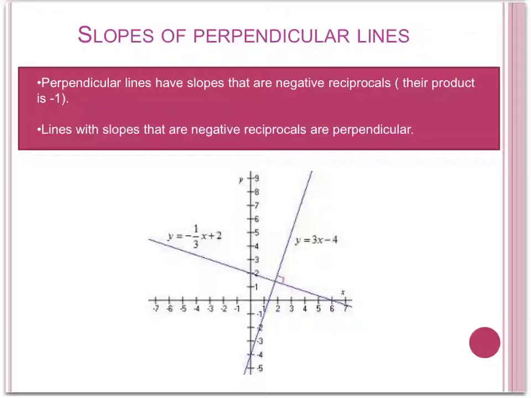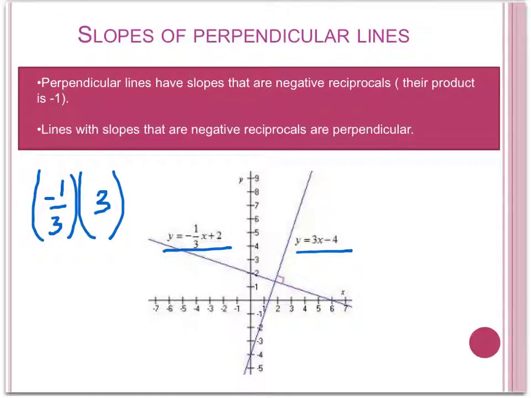For the example below, we see that the slope of the first equation is -1/3. And the slope for the second equation is 3. To find whether these 2 lines are perpendicular, we multiply their slopes. -1/3 times 3 is -3/3, which is equal to -1. Therefore, we know these 2 lines are perpendicular.